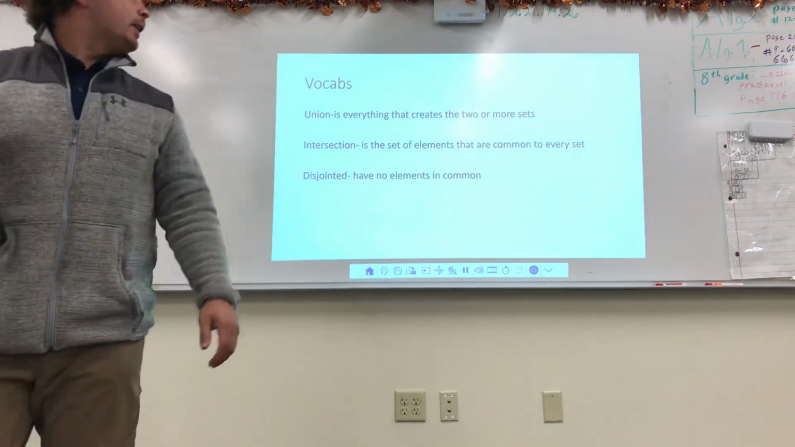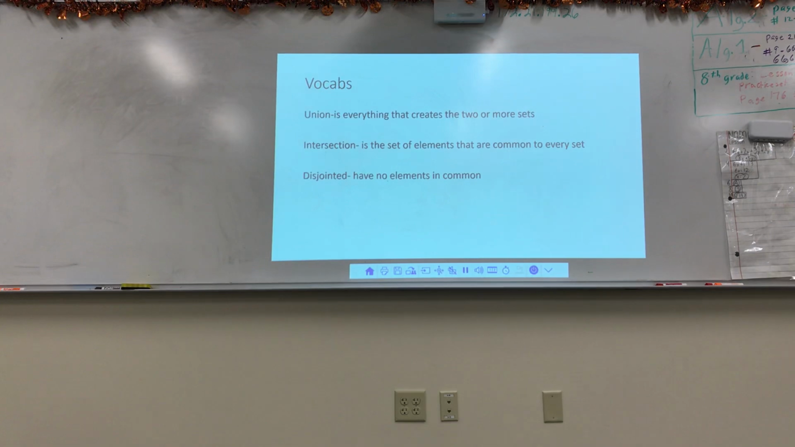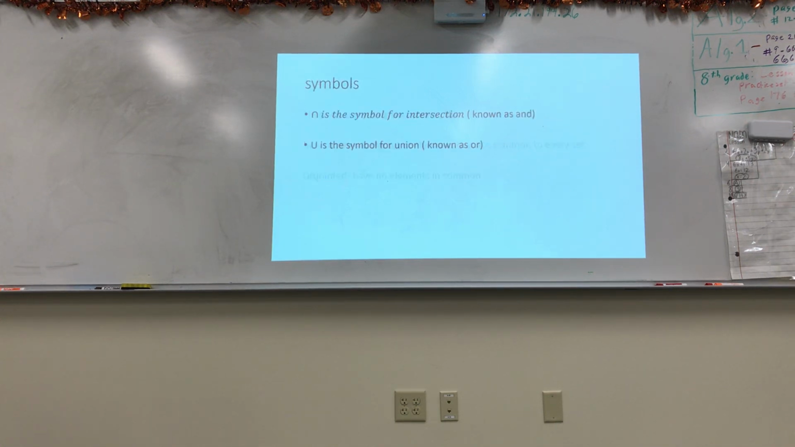Union is everything that creates the two or more sets. Intersection is a set of elements that are common to every set. Disjoint sets have no elements in common. Symbols: the upside down U sign is a symbol for an intersection, known as "and." U is a symbol for union. It is known as "or." So you can have some from both kind of thing going on here.